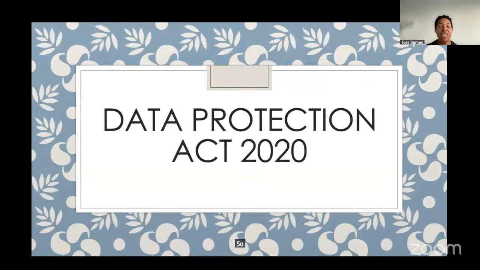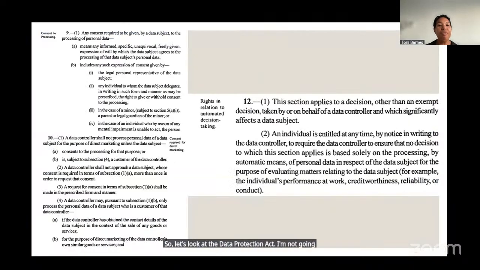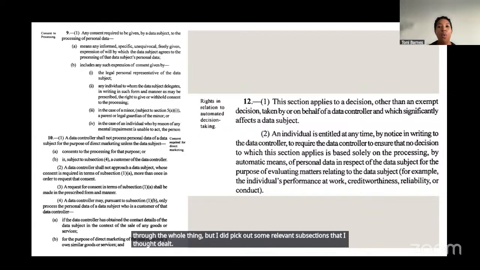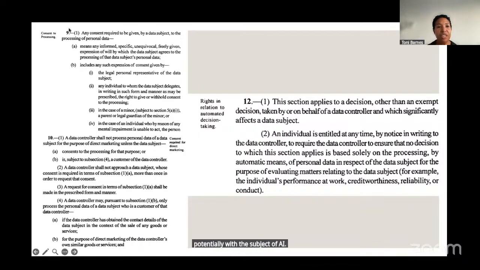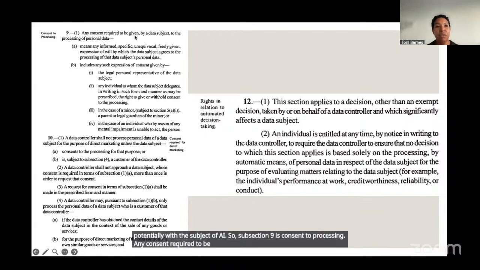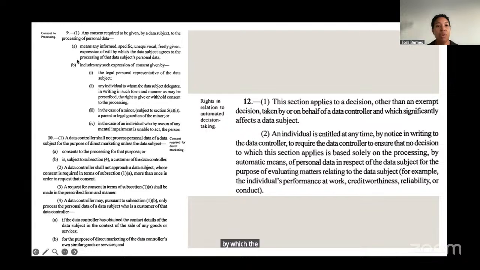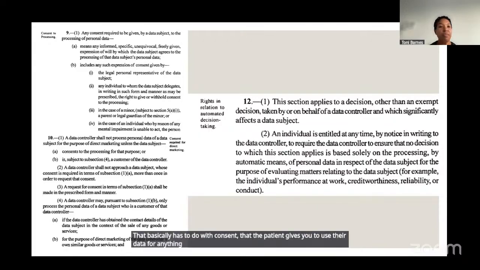So let's look at the Data Protection Act. I'm not going to make us read through the whole thing, but I did pick out some relevant subsections that I thought dealt potentially with the subject of AI. So subsection 9 is consent to processing. Any consent required to be given by a data subject to the processing of personal data means any informed, specific, unequivocal, freely given expression of will by which the data subject agrees to the processing of that data subject's personal data. That basically has to do with consent that the patient gives you to use their data for anything, to write it down, to put it in an AI tool.